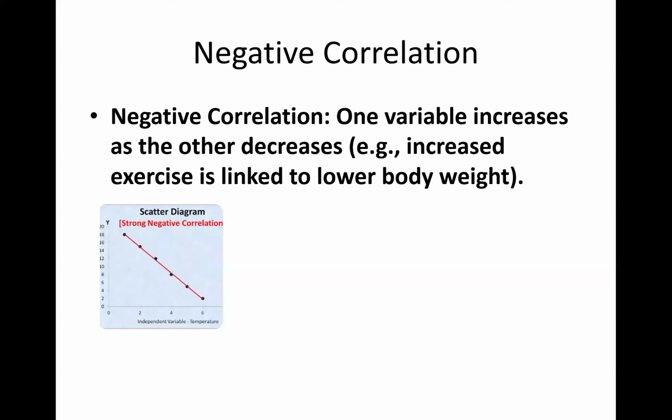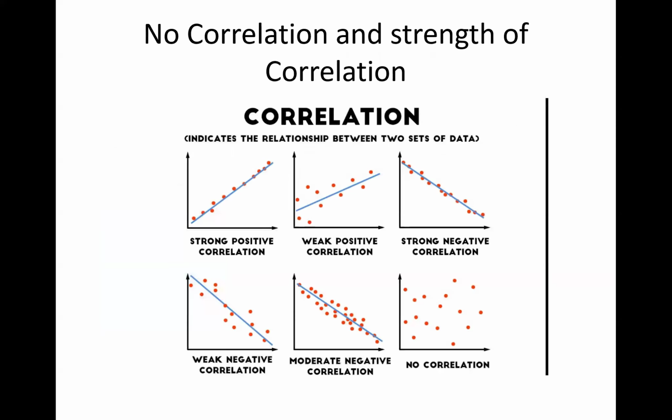We could also have a negative correlation, right? So this is a strong negative correlation. We use the example of increased exercise as one variable and decreased body weight. And then here's just a summary of these. We can have different degrees of strong positive correlation. We can have a weak positive correlation, strong negative, weak negative, moderate negative, or in the lower right-hand corner, you can see no correlation.